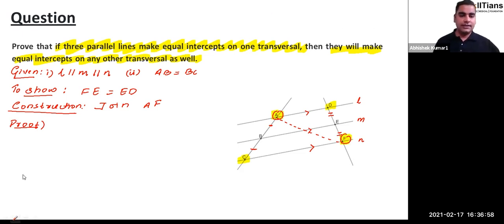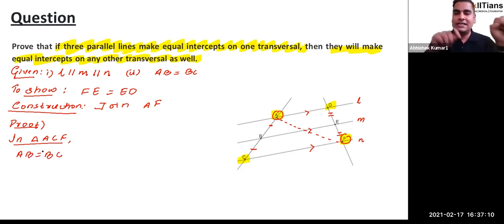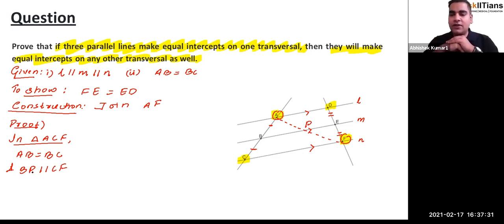Okay? Let's see. If I talk about triangle ACF, in triangle ACF, what do we have? We already have AB equal to BC. What is the meaning of that? That means B is the midpoint of AC. And what do we have apart from this? If I call this point, let's say, P, you already have BP parallel to CF, right or not? Because M is parallel to N, and BP is a small part of line M, and CF is a small part of line N. So they will also be parallel to each other.